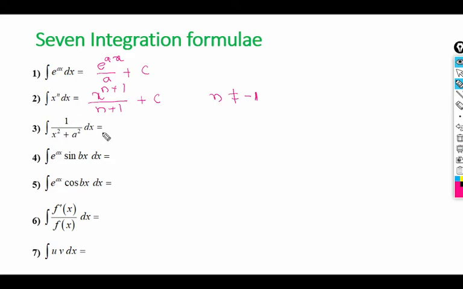Third is integration of 1 upon x square plus a square. It is 1 by a tan inverse of x upon a plus c.